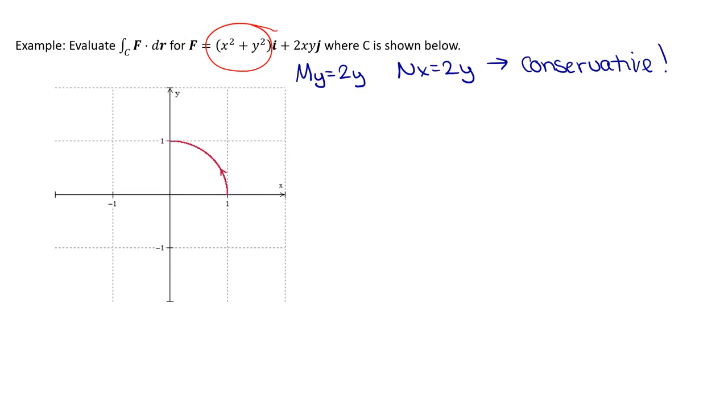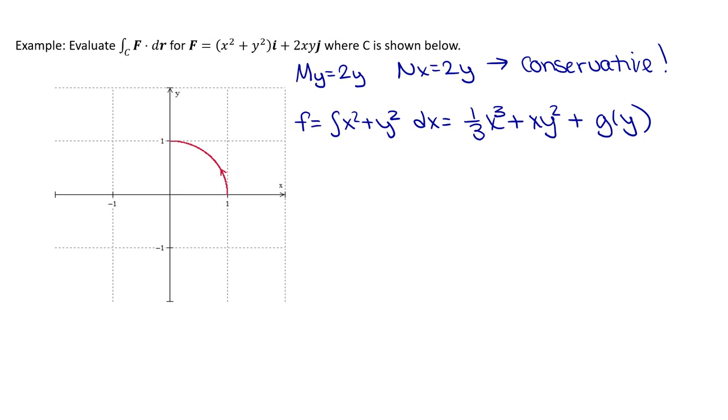If I take the m and find its derivative with respect to y, I get 2y, and that is the same thing I get when I take the derivative of n with respect to x. So yes, this is a conservative vector field. Because this is a conservative vector field, then I can actually evaluate this integral by finding my potential function. So that's the next thing I'm going to do.